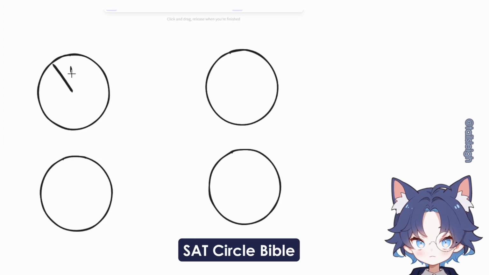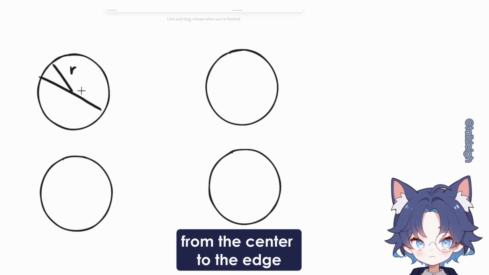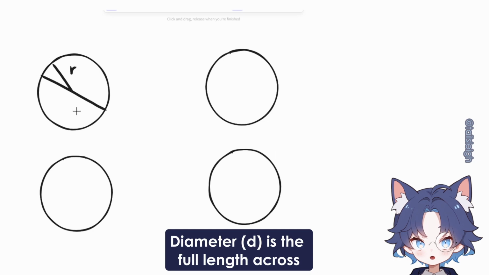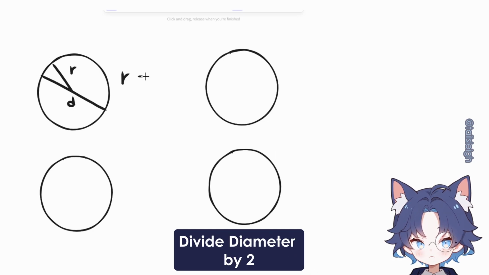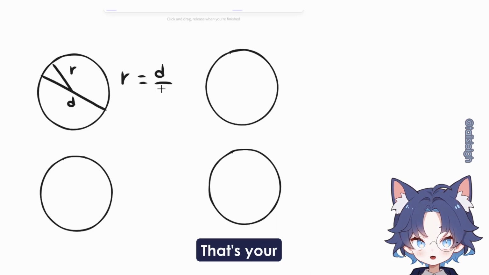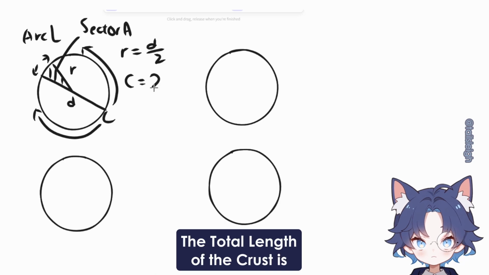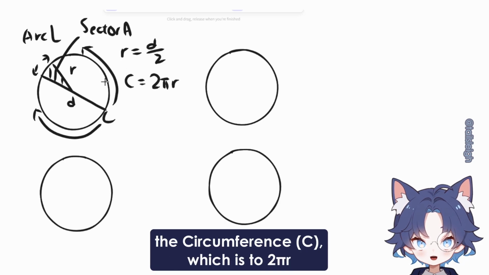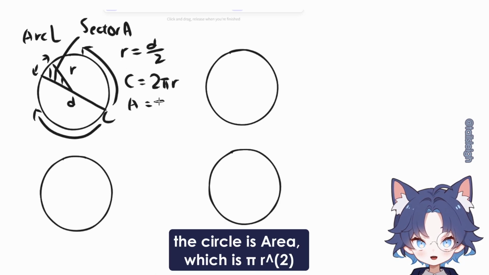SAT circle Bible. Radius is your distance from the center to the edge. Diameter is the full length across. Divide diameter by 2 to get your radius. That's your master number. The total length of the crust is the circumference, which is 2 pi r. The total space inside the circle is area, which is pi r squared.